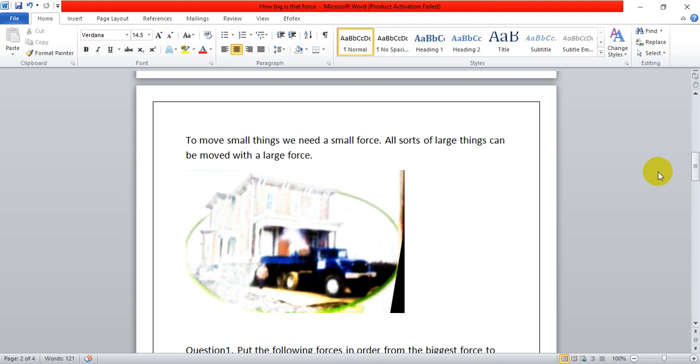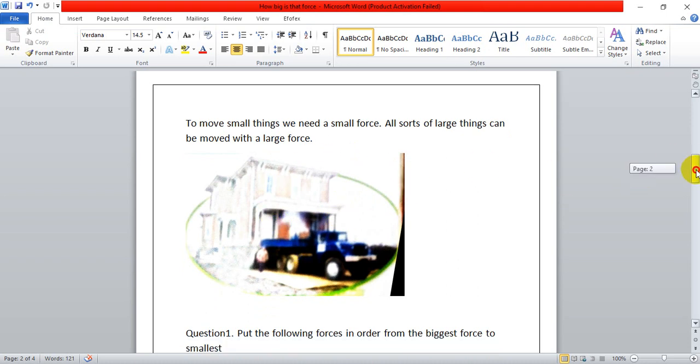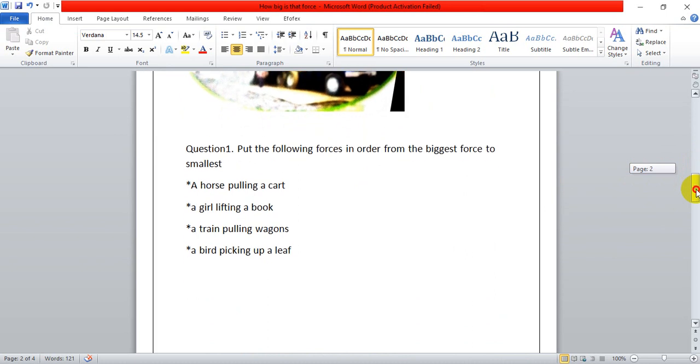To move small things, we need a small force, like a pencil, rubber. Okay, all sorts of large things can be moved with large force. See the picture. A large force is applied.